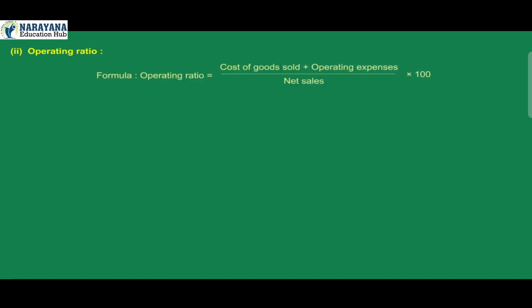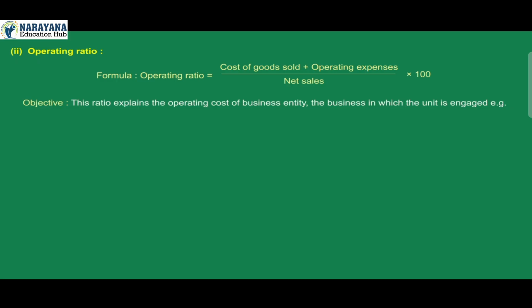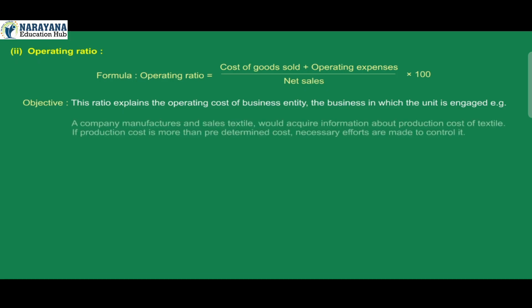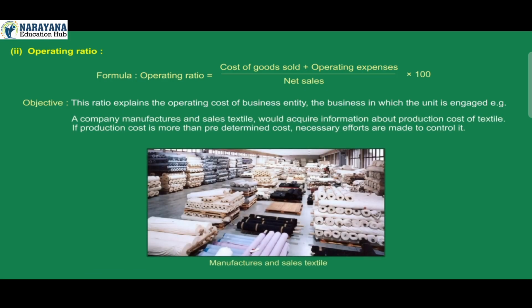Formula: operating ratio is equal to cost of goods sold plus operating expenses divided by net sales into 100. Objective: this ratio explains the operating cost of the business entity, the business in which the unit is engaged. Example: a company that manufactures and sells textiles would acquire information about the production cost of textiles.